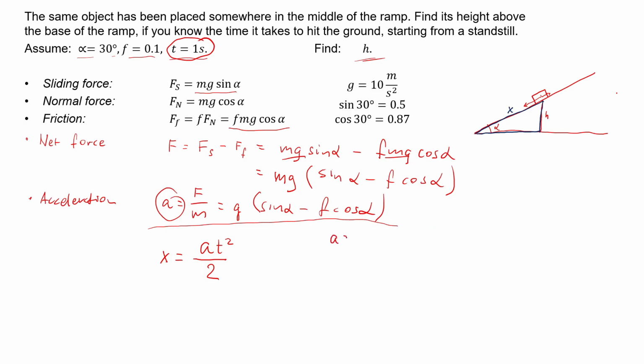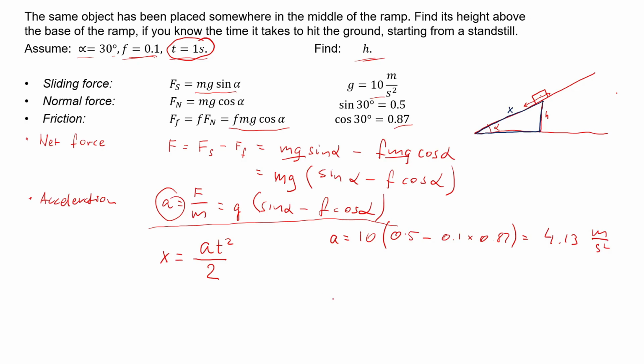So let's say a equals g, which is 10, times sine alpha, which is 0.5, minus f, which here is 0.1, multiplied by cosine alpha, which is 0.87, and it happens that exactly the same calculation was presented in the previous presentation. So instead of doing these calculations, I will just provide you with the value of acceleration. It's 4.13 meters per second squared.